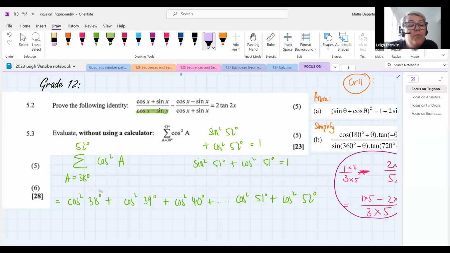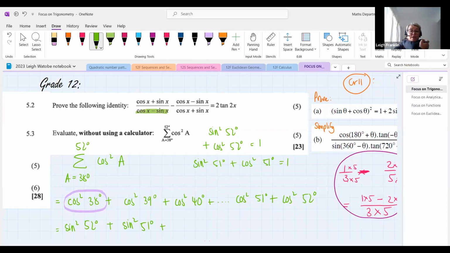We are going to rewrite cos squared 38 as sine squared 52. Isn't that sneaky? And we are going to write cos squared 39 as sine squared 51, and cos squared 40 as sine squared 50, plus and so on. And then we get down here to the end, and we've got cos squared 51 plus cos squared 52.